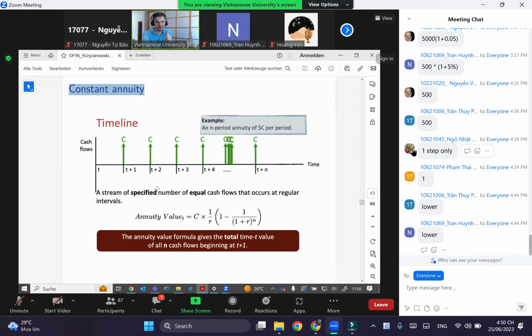So if you were asked, what is a constant annuity? You need to know it's a stream of a specified number, meaning the period n, of equal cash flows, all in the amount C as depicted here, all of them with equal height. So the height here is the same. We'll see other examples in which that might differ, but the constant annuity has a stream of a specified number of equal cash flows that occur at regular intervals.